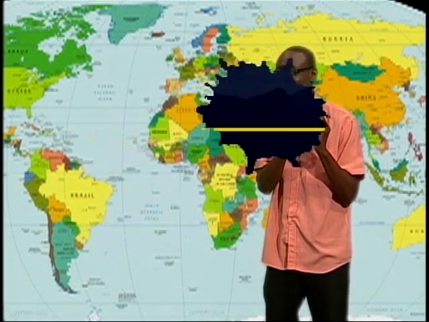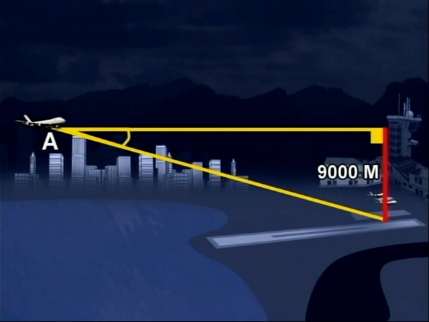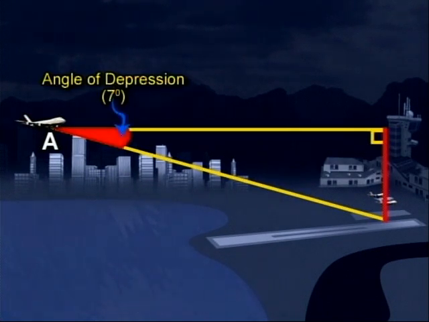We know all we need to know. In order to figure out how far the pilot must begin his descent, we know that the altitude of the airplane is 9,000 meters, which in this case represents the opposite side of the right-angled triangle. We also know the angle of depression from the airplane to the airport, which is 7 degrees.